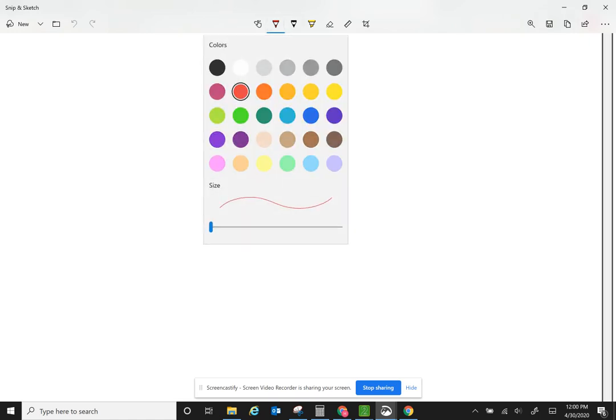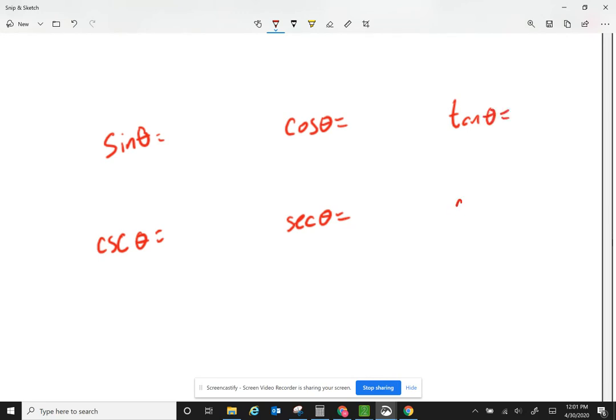Now, let's remember the six ratios that I mentioned this week. I mentioned sine of theta and then cosecant of theta. I also talked about cosine of theta and secant of theta. I talked about tangent of theta and cotangent of theta.